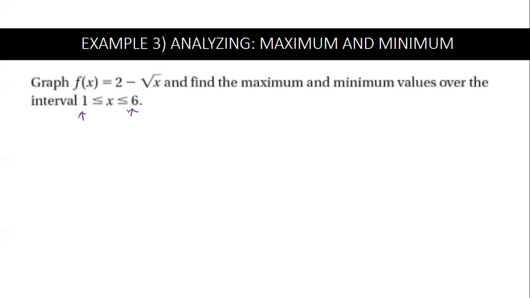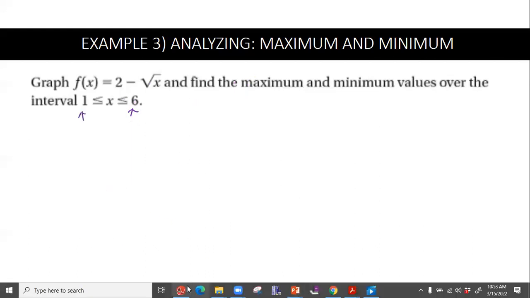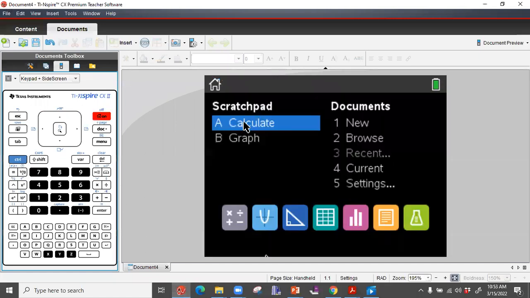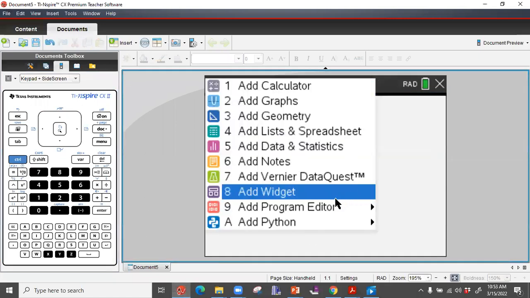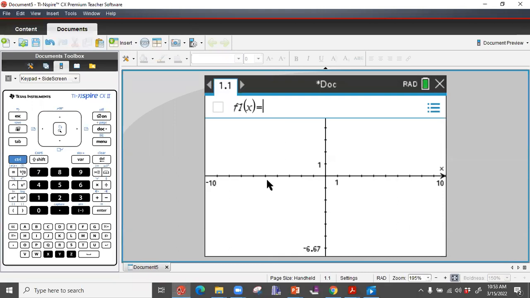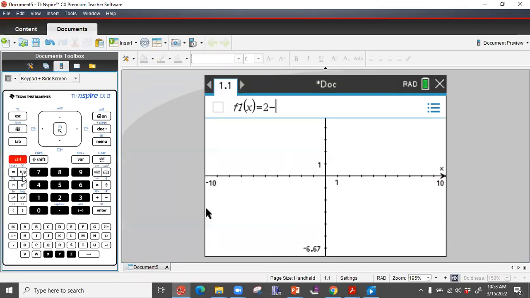No, 6 isn't a perfect square, so it wouldn't be that pretty. But we're going to do that. Okay, so let's go to graph. On my handy dandy calculator, I'm going to start a new graph. Never save. Okay, so we're going to be putting in 2 minus the square root of x. So we're going to hit enter.